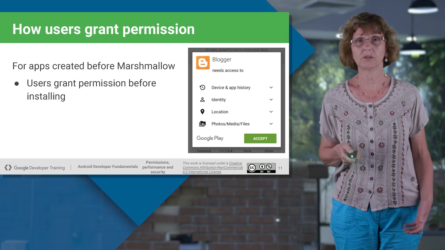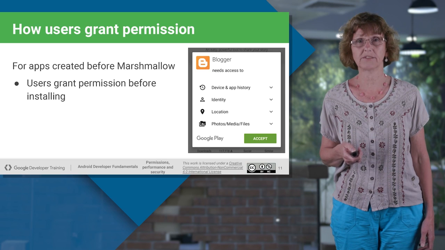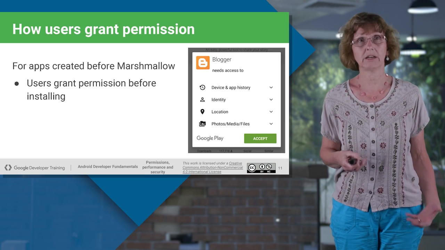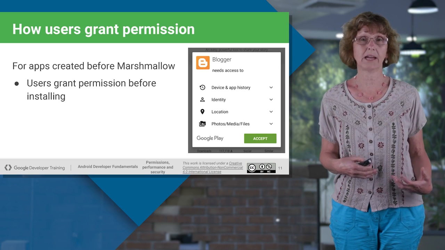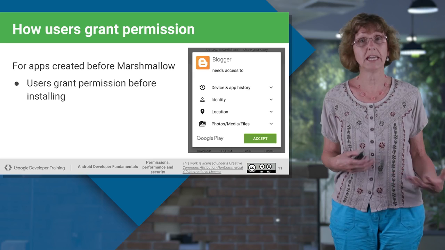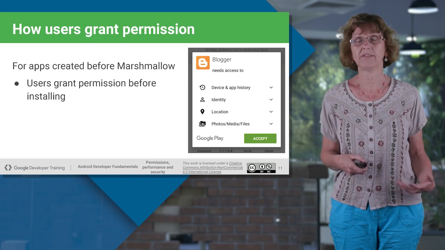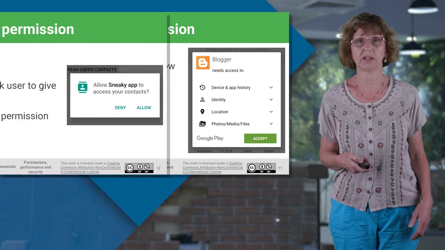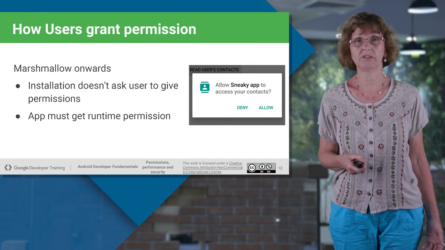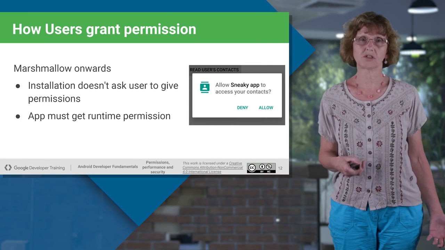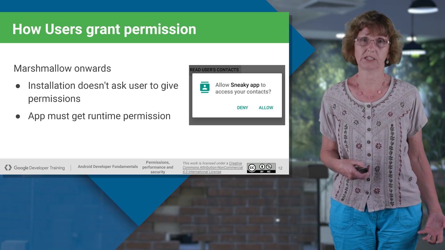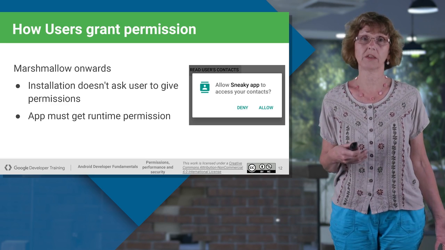So here the user wants to install the Blogger app, and Blogger's asking for these permissions. These are all fairly reasonable things that you might expect a blogging app to need. So it's a reasonable thing, and very likely the user will grant the permission here. From Marshmallow onwards, when the user goes to install the app, Android doesn't ask them to give permission. It just lets them install the app.